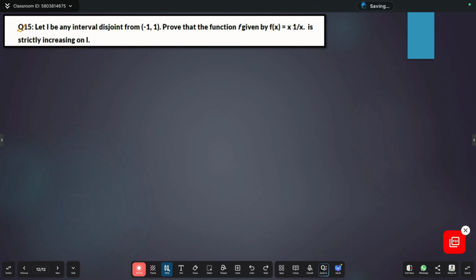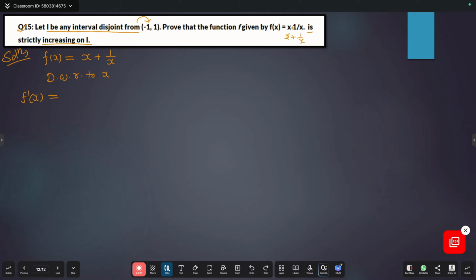Question 15. Let I be any interval disjoint from minus 1 to 1. Prove that the function given by f(x) = x + 1/x is strictly increasing on I. Let's do this. Write the given function f(x) = x + 1/x. Differentiating with respect to x, f dash x. Now tell the derivative.